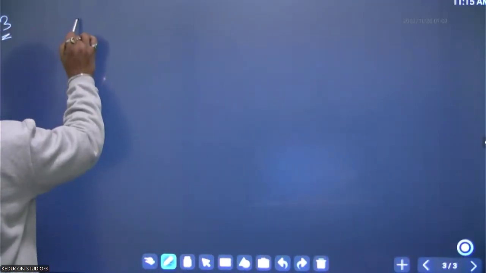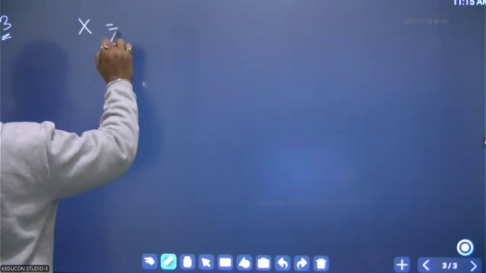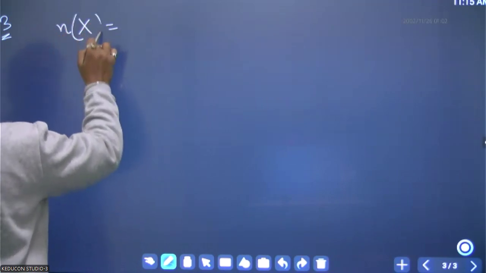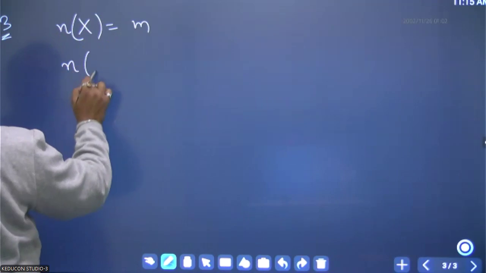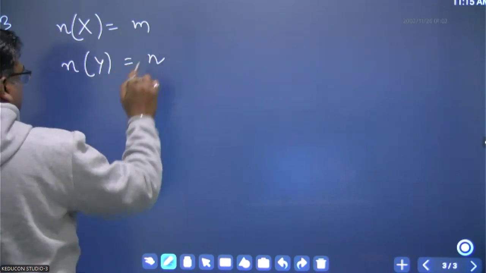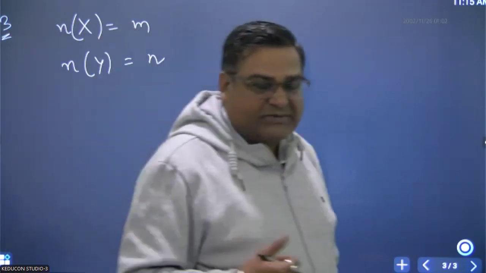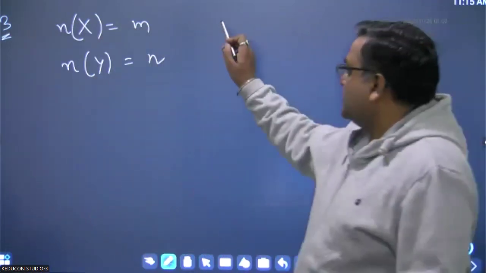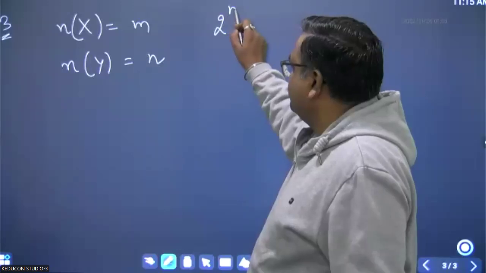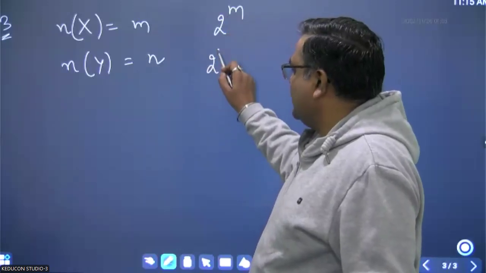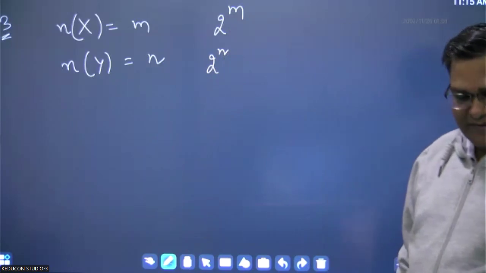Two finite sets have m and n elements. The number of subsets of the first set is 112 more than that of the second set. Now, very interesting question, students. There is a set X with m elements, and set Y has n elements. What will be the total subsets of the first set? Total subsets will be 2 raised to power m, and the second will be 2 raised to power n, right? So these will be the subsets.